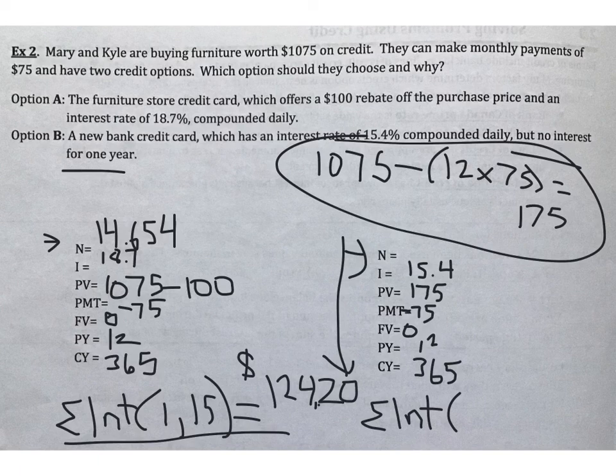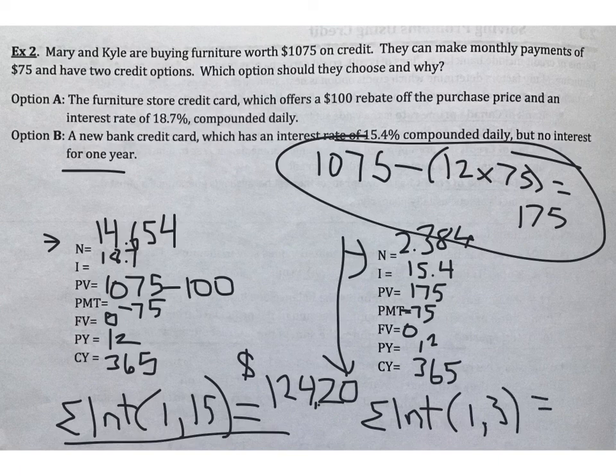Okay, so not bad. Let's check option 2 for our interest, how much interest we're having to pay. So for option 2, I'm going to put all this into my solver. So I don't know my N. My interest is 15.4, 175 for what I'm borrowing. I've got $75 of a payment and monthly payments and the $375. Okay, so this is going to give me 2.38 payments. So 3 total payments, but the last one's going to be a partial one.